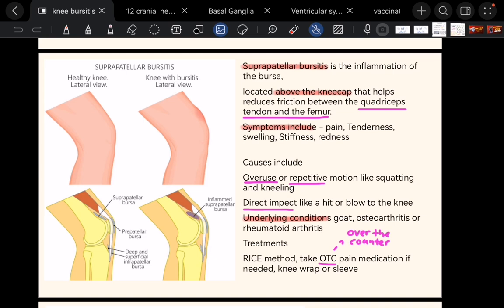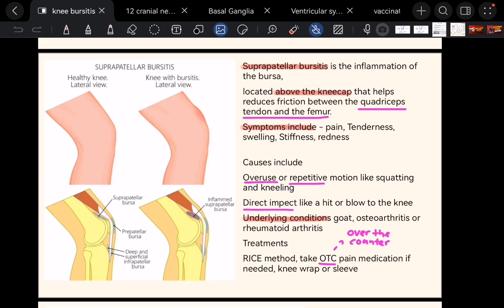Now, causes of the inflammation could be overuse, repetitive movement like squatting or kneeling, direct impact to the hip, or a blow to the knee. It also can be caused by some underlying conditions such as gout, osteoarthritis, or rheumatoid arthritis as well. Treatments otherwise are quite similar. Rest, you can also take over-the-counter pain medications if needed, and you can have a knee wrap or knee sleeves as well to support the knee even more.